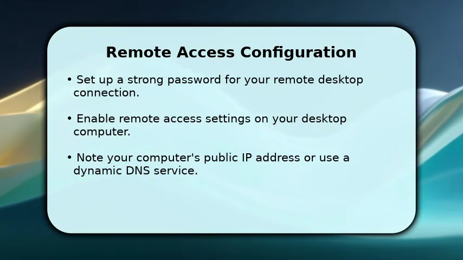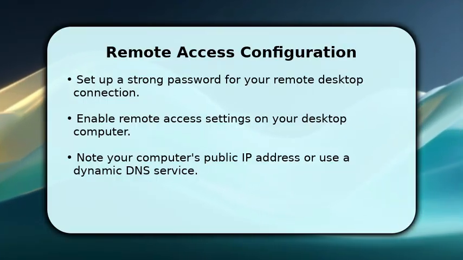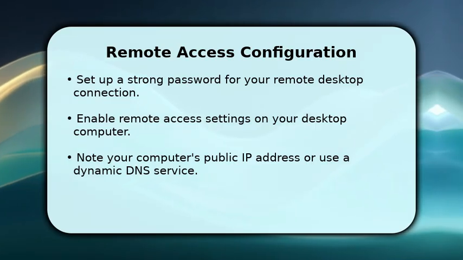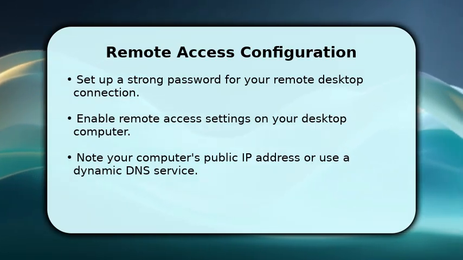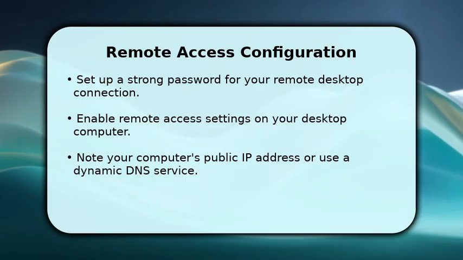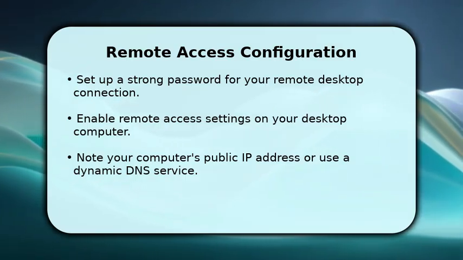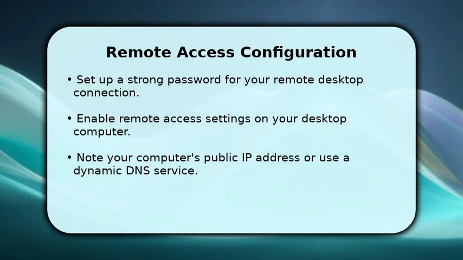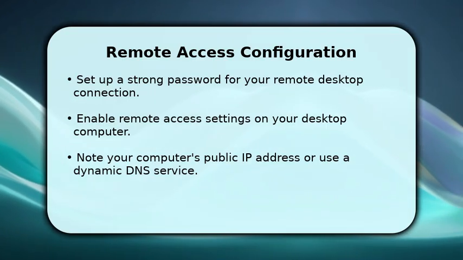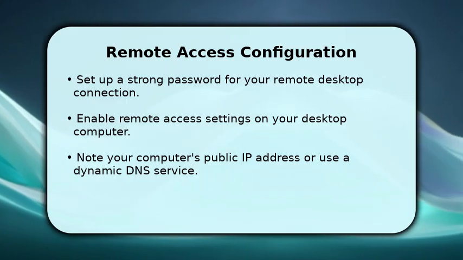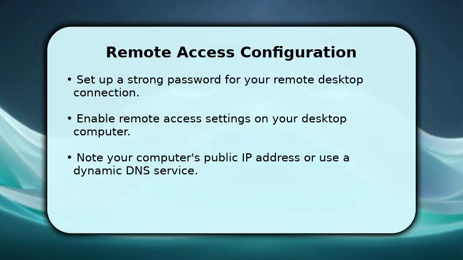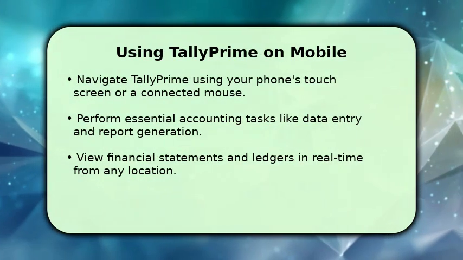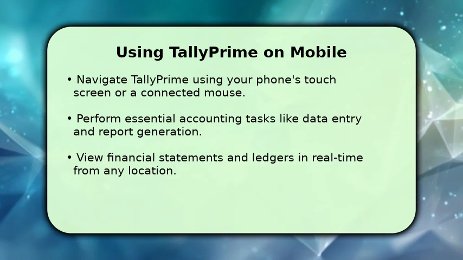Configuring remote access is a straightforward process. Begin by enabling remote desktop features on your main computer, usually found in System Settings. It is crucial to set a very strong, unique password for this connection to maintain security. You will then need your computer's IP address, which your mobile app will use to locate it. Once these details are entered into your phone's remote desktop client, you are just a few taps away from accessing Tally Prime. Once connected, you can interact with Tally Prime just as if you were sitting at your desk.